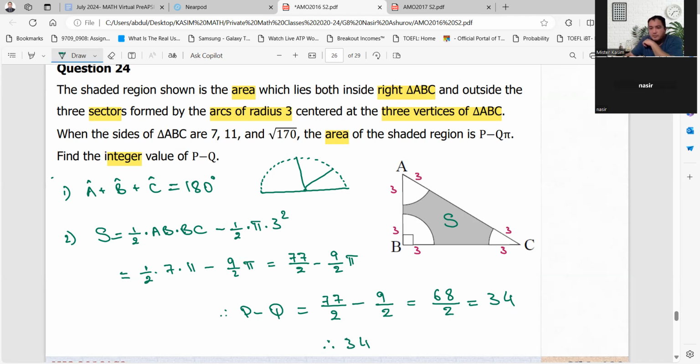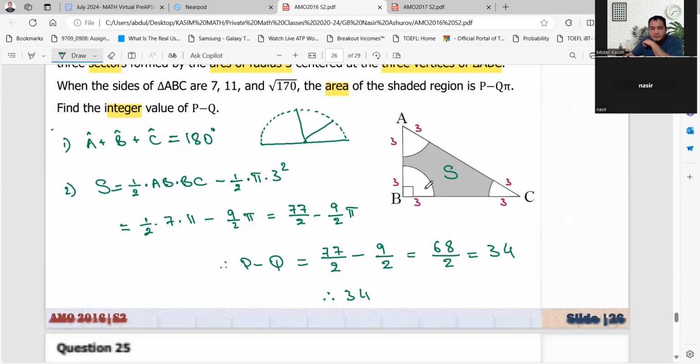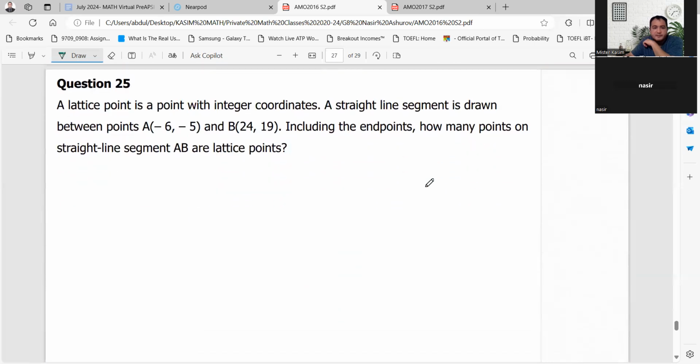All right, one more question, then maybe we'll finish the class, okay? Give me the question. The lattice point is a point with integer coordinates. A straight line segment is drawn between points A (-6, -5) and B (24, 19), including endpoints. How many points on the straight line segment AB are lattice points?